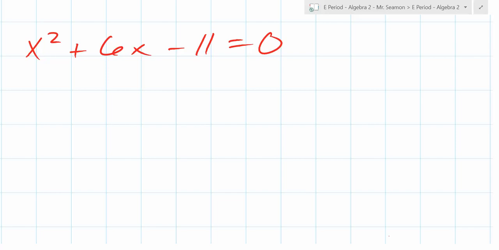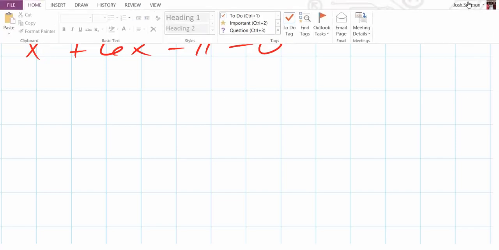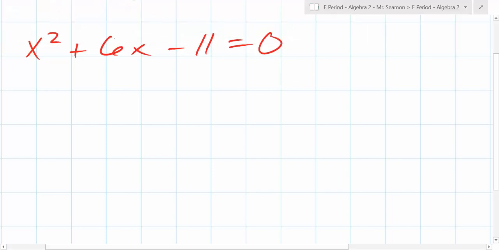So what do we then find? What number should we focus on next? The 6x. We like the 6x because we need to look at which number in there. The 6. Well, should we move anything first? What do we want to do first? Add 11. I like that idea. So we have x squared plus 6x equals 11.